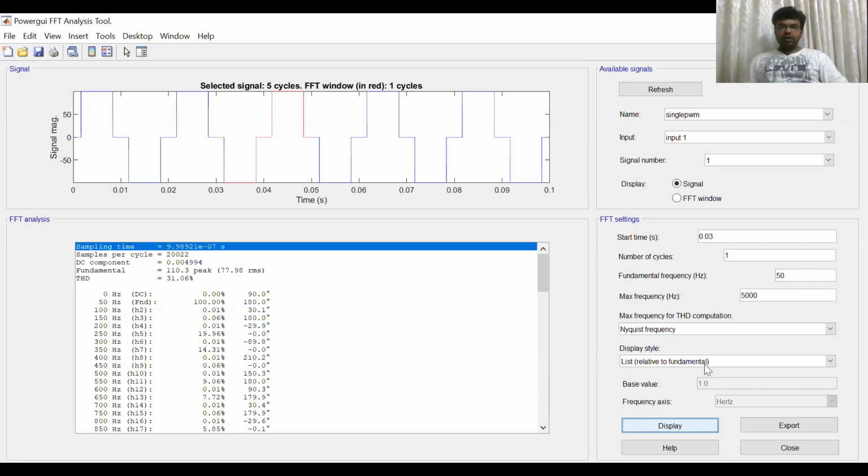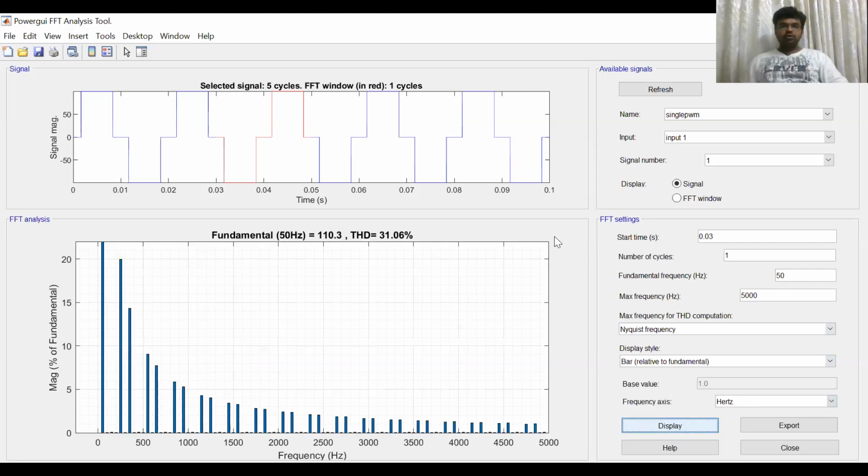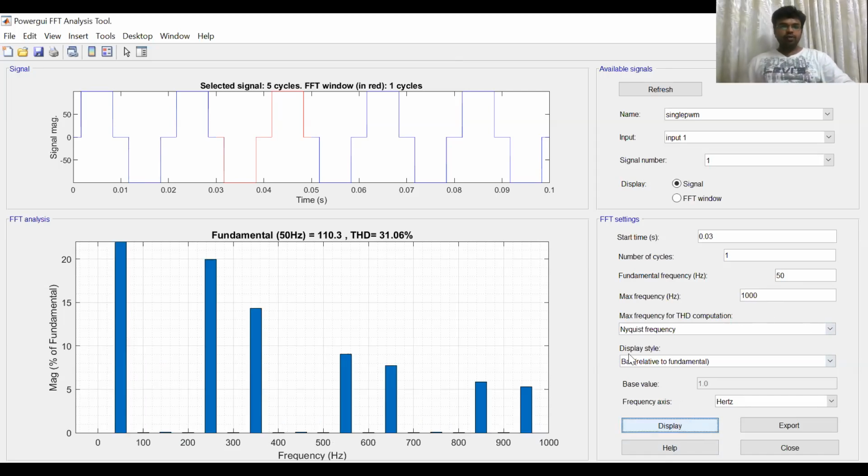So I want to show you this clearly. Here, if you reduce this frequency, it is better. If you reduce the frequency, you can get clarity. So now see, this is the fundamental, 50 hertz. What about this 150 hertz? 150 hertz is the third harmonic. The third harmonic is almost 0.